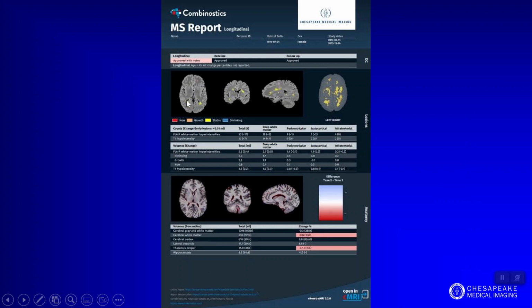So here we see lesions that are stable are in yellow, lesions that are red are new, and it tells us how many new lesions there are. For example, there are 11 new lesions that it found in this on FLAIR. It found 7 new lesions on T1 weighted imaging, which are hypointense, and it also gives us what the changes are in this patient's brain volume over time.